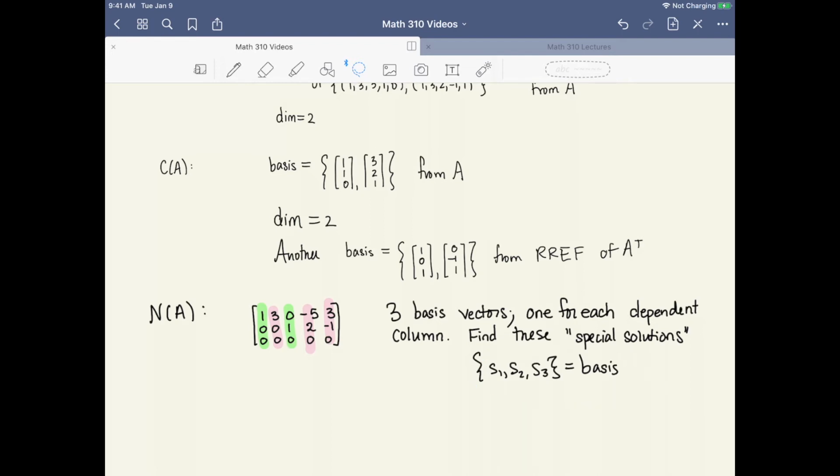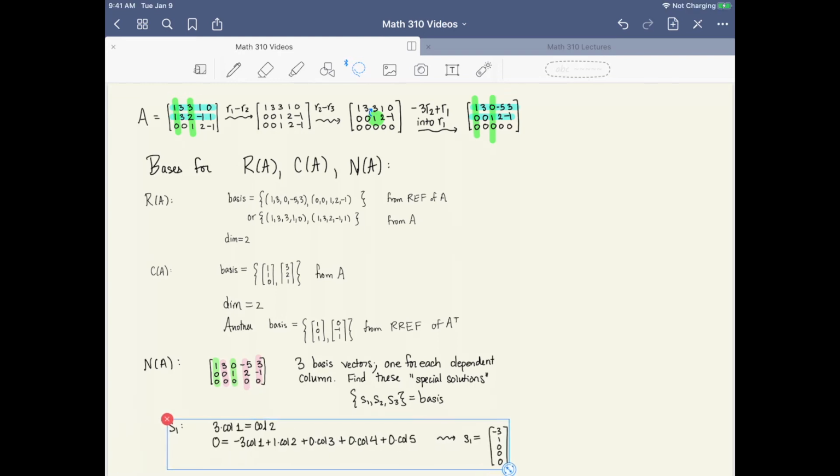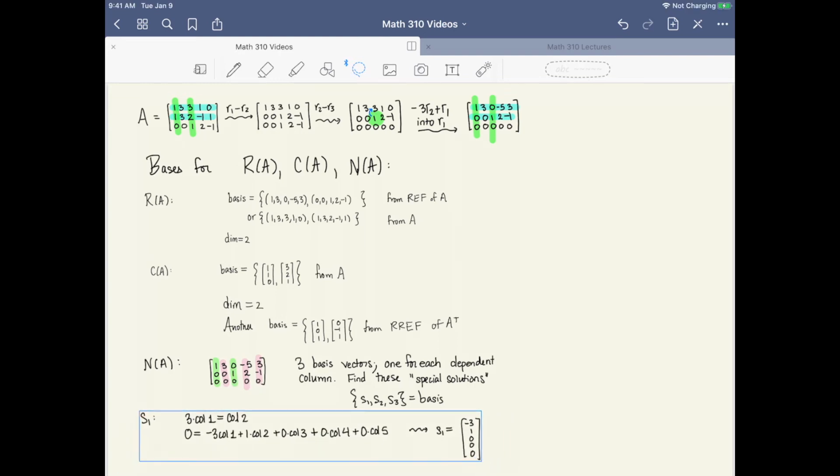So for every dependent column, I'm going to write down a dependency relation and then use that to encode a special vector that's going to make my basis vector. The first column that I'm going to look at is the second column, 3, 0, 0. So what I have here is that 3 times column 1 gives me column 2. And using this, I'm going to rewrite the equation and move this over to the right-hand side. That gives me 0 is equal to minus 3 column 1 plus 1 times column 2. And I'm going to throw in columns 3, 4, and 5 as well with coefficient 0.